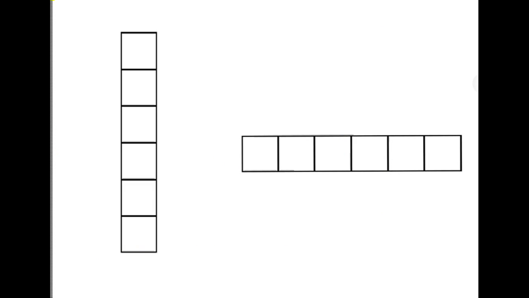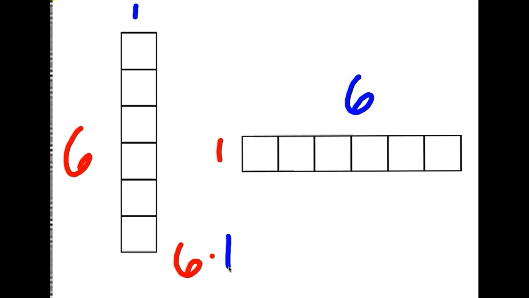This last one's really easy. We have 6 rows on the left, followed by 1 column. And on the right, we have 1 row, followed by 6 columns. In other words, 6 times 1 is equal to 1 times 6. They both give you 6 total blocks. 1, 2, 3, 4, 5, 6.